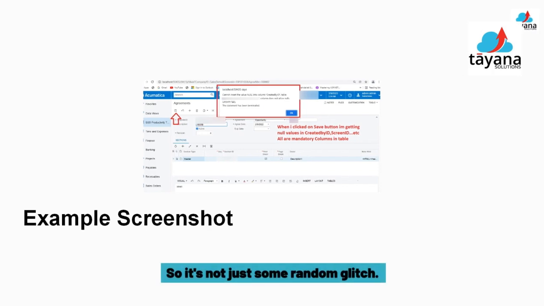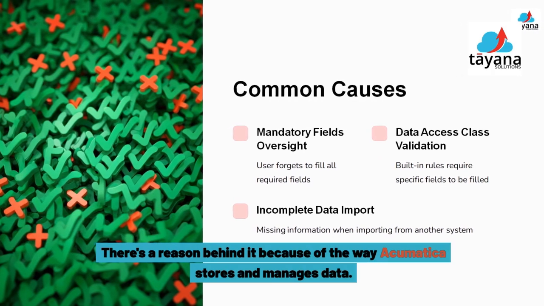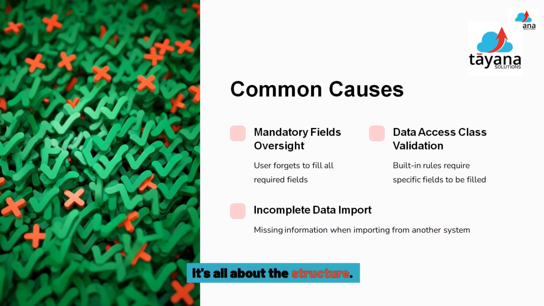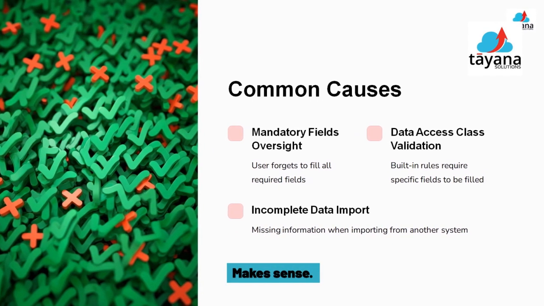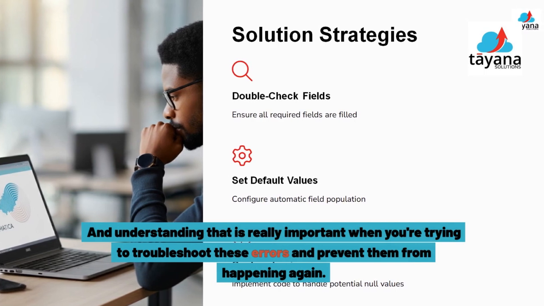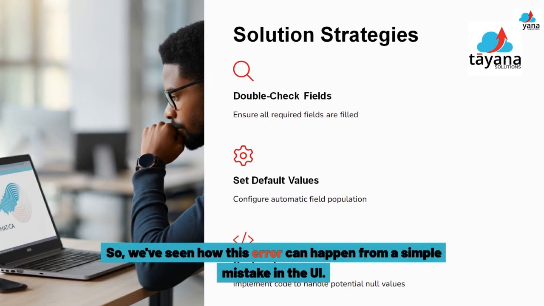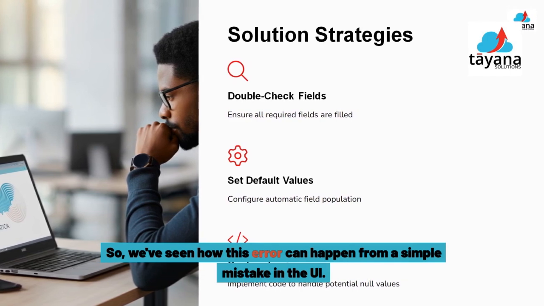So it's not just some random glitch. There's a reason behind it. Because of the way Acumatica stores and manages data. Yeah, it's all about the structure. Makes sense. And understanding that is really important when you're trying to troubleshoot these errors and prevent them from happening again.